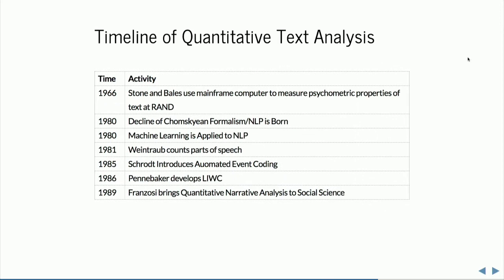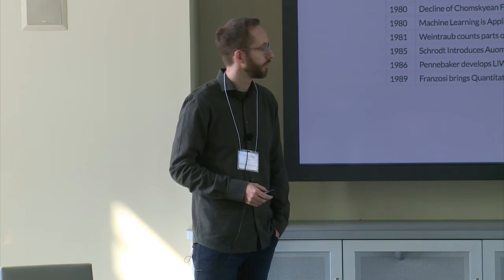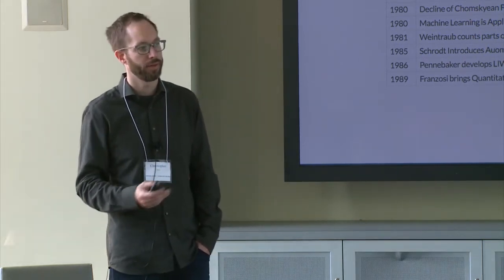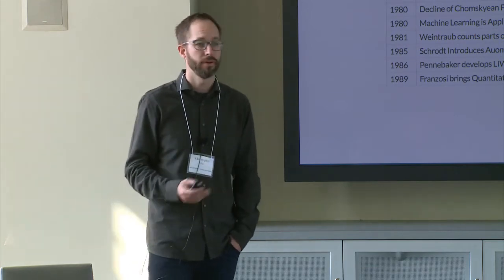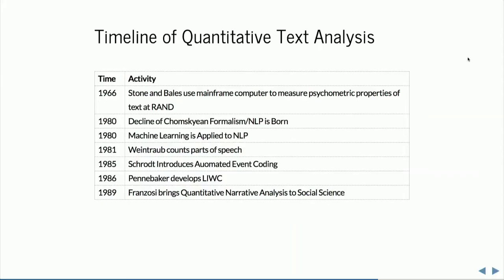And then we go into the 1960s and 70s, and what changes? Well, again, neural nets have been around. A lot of the principles of AI have been around, but computing power is changing rapidly, right? So Stone and Bales, no relation, used the first mainframe computer to measure psychometric properties of text at RAND, right? And then there's a really big moment.